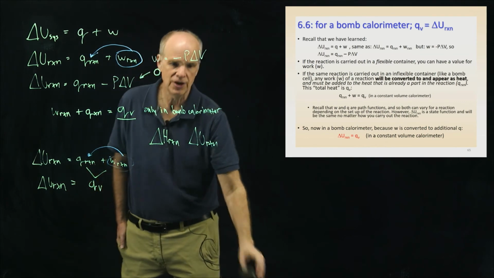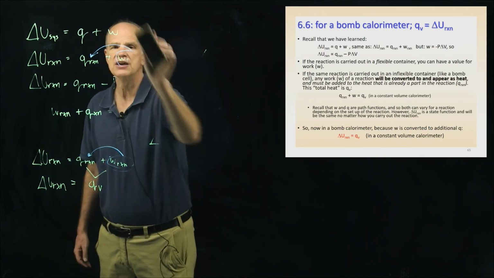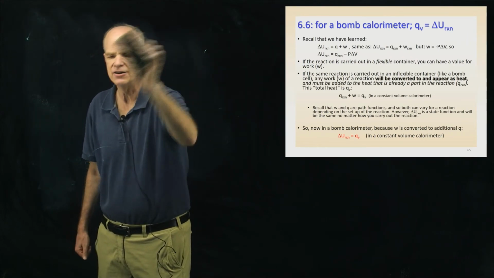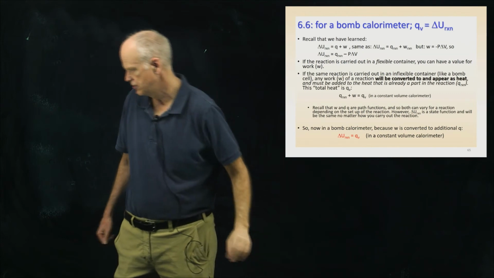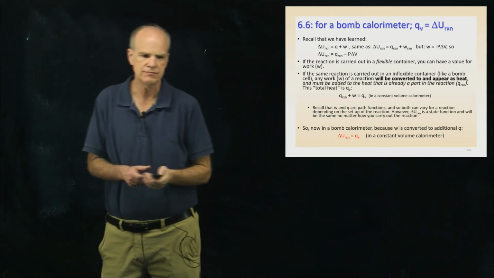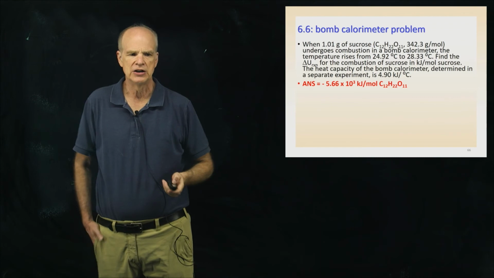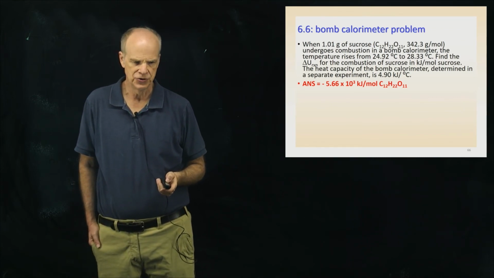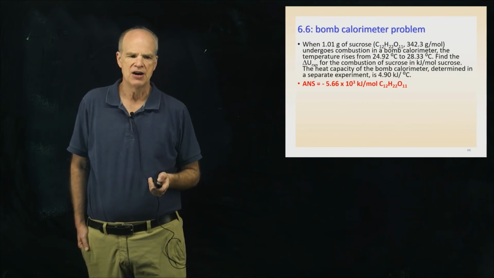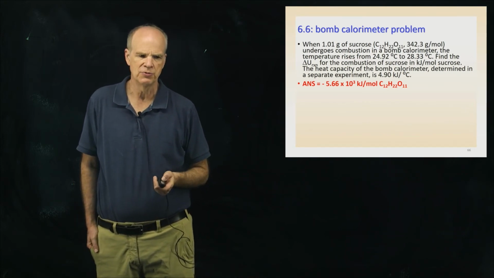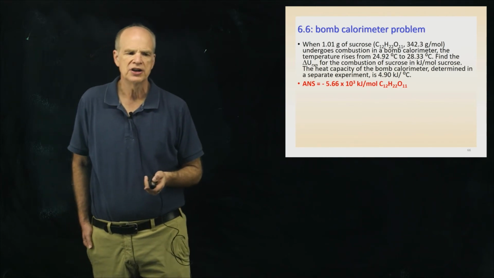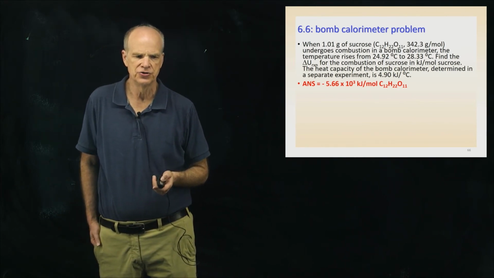Okay, so now what I want to do is do a problem that you might see on your homework or on a test related to determining energies using a bomb calorimeter. So let me go on to this next slide here. Okay, so the problem reads as follows. When 1.01 grams of sucrose, and we're given the molar mass of sucrose, undergoes combustion in a bomb calorimeter, the temperature rises from 24.92 degrees to 28.33 degrees Celsius. Find the change of internal energy of the reaction for the combustion of sucrose in kilojoules per mole of sucrose.